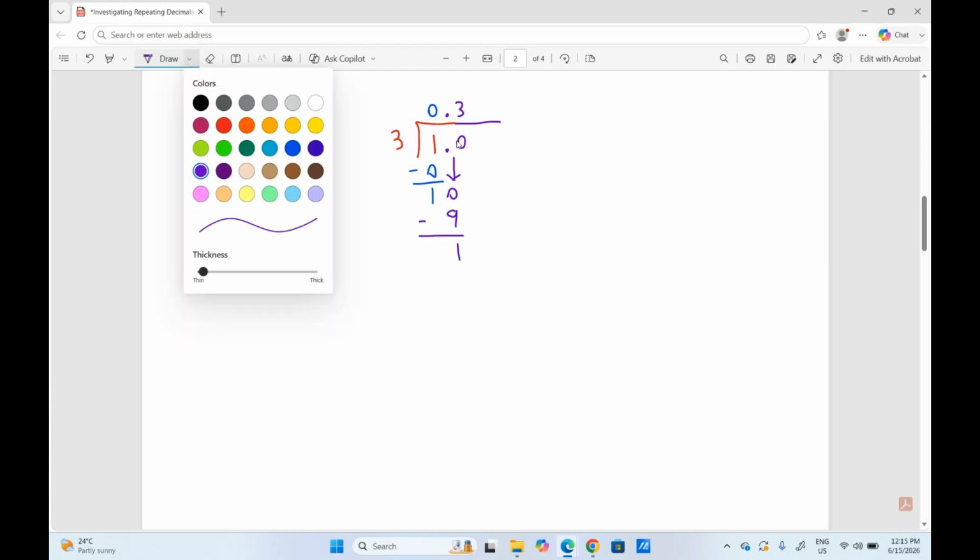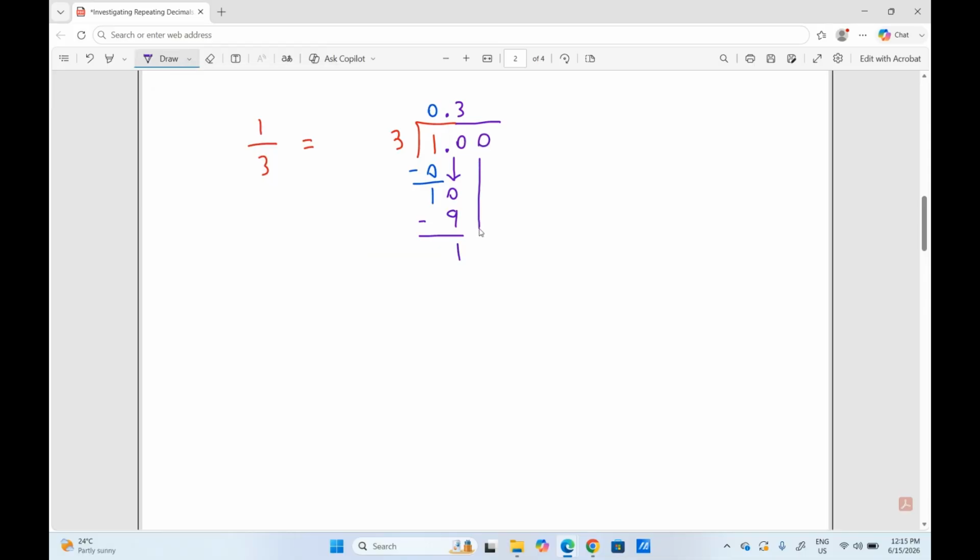I once again add another 0. I bring it down. This is 10 again. How many times can 3 go into 10? 3 times. So I'm going to get 9 here, remainder 1 again. I add another 0, I bring it down. It now becomes 10 again. 3 times 3 is 9. I subtract that, I get a remainder of 1 again. Can you see how this pattern will continue on forever? Hence why 1/3 is 0.3 repeating.